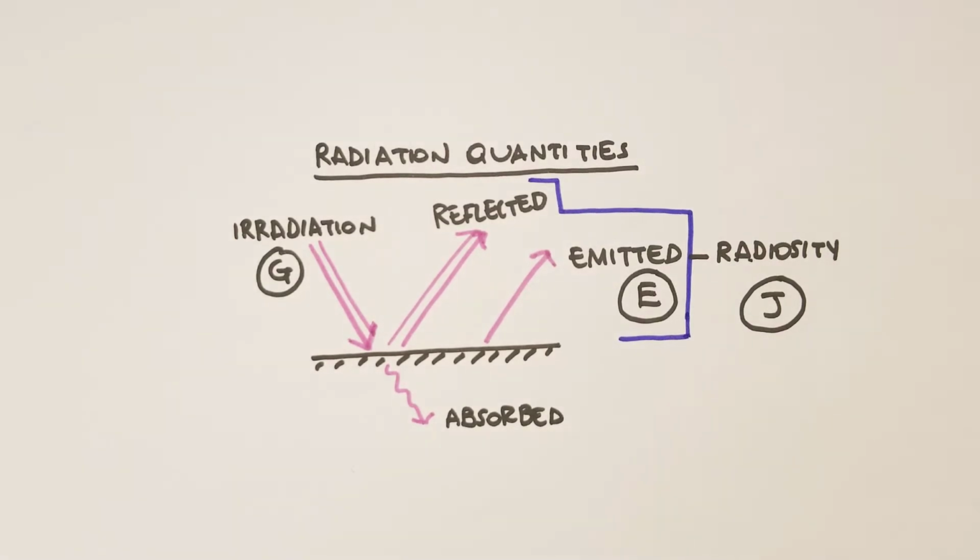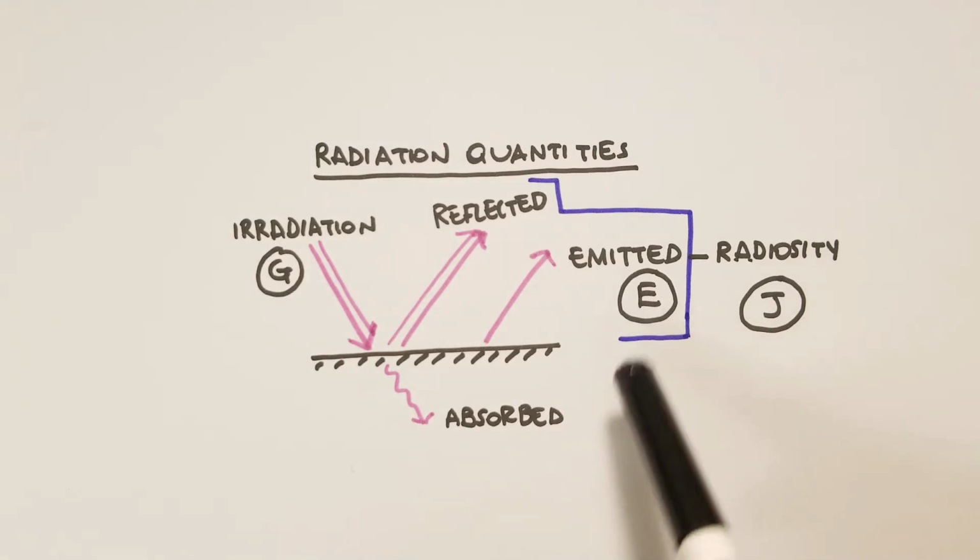We want to define a few quantities that help us in the study of radiation. So we define irradiation, usually indicated by the letter G, capital G. That's the thermal radiation that arrives from the environment, for example, from other surfaces to the surface of interest. Part of this irradiation is absorbed by the surface and part of it is reflected back to the environment.